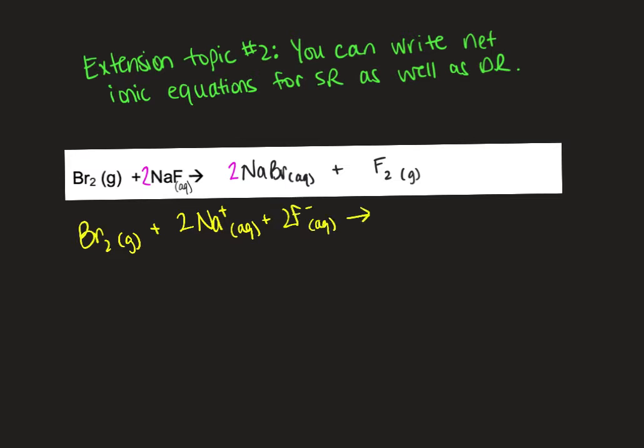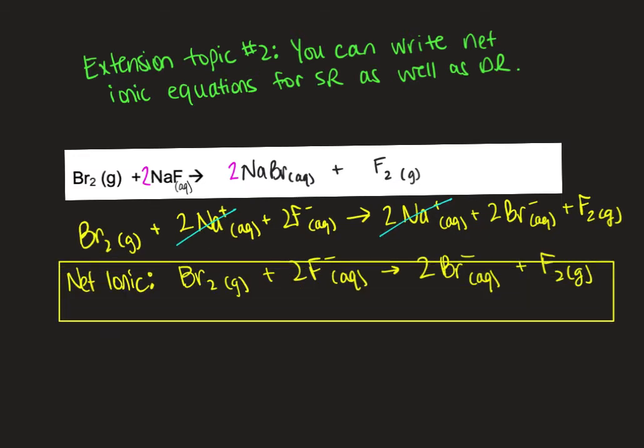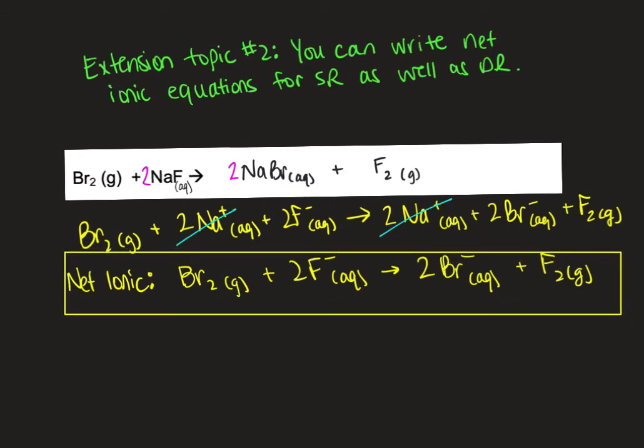Yields, we're going to split apart because it's aqueous and ionic, the Na plus and the Br minus. And again, you're going to distribute the coefficient. And then we keep together our gaseous F2. So now we're just going to cross out the things that occur exactly the same on both sides. And in this case, it's only one spectator ion, which is the Na plus. What you're left with is the net ionic equation, which I have written here.